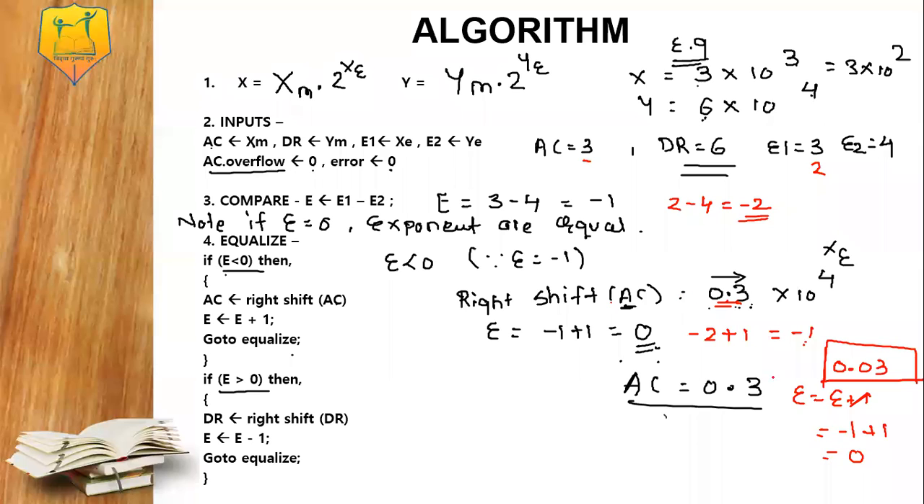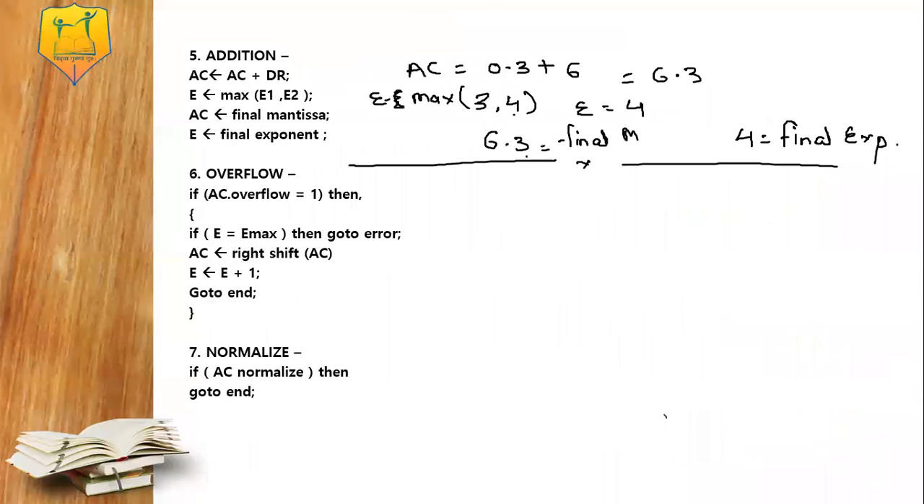It means that until your E becomes 0, you have to do this process again and again. Once it becomes 0, then you have to stop. So here AC becomes 0.03, and then simply add 0.03 with 6. So it's 6.03 into 10 raised to 4. Understand, you can go through it thoroughly.